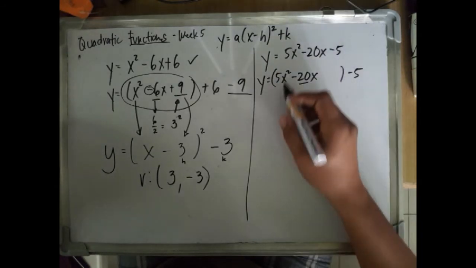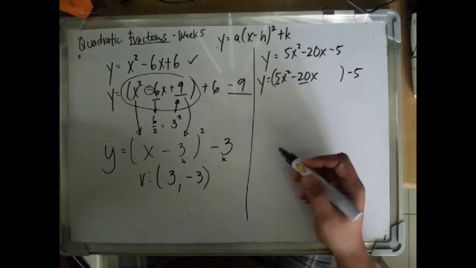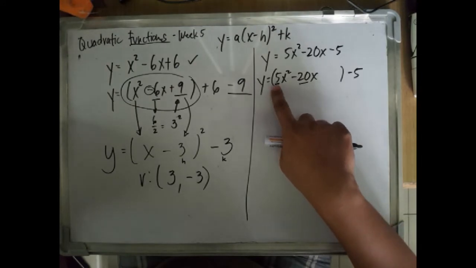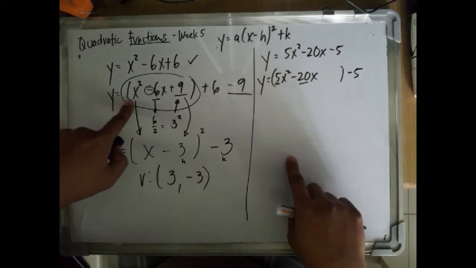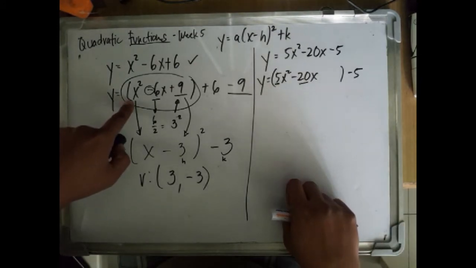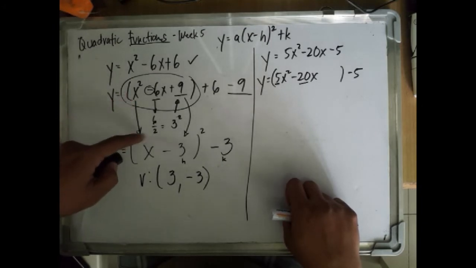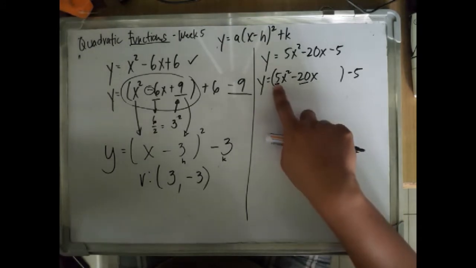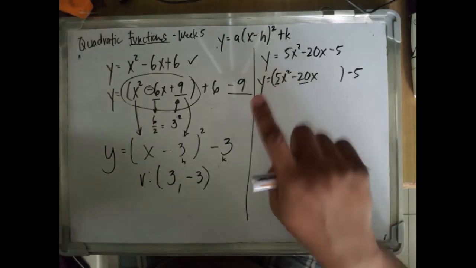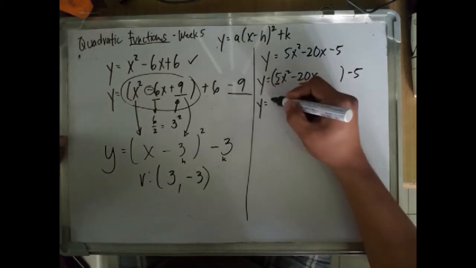So, hindi pa. Dapat kasi, yung number sa unahan ng x squared, dapat 1. So, in case dun sa example natin, yung x squared, 1 yung nasa unahan, kaya diniretso na natin sa completing the square. So, in this case, may number 5 sa unahan. So, gagawin natin, i-divide natin sa 5.